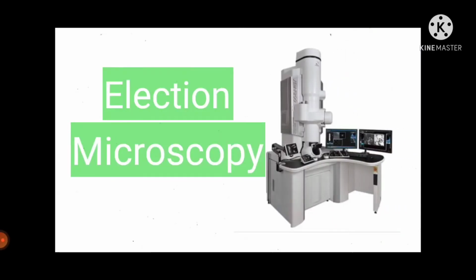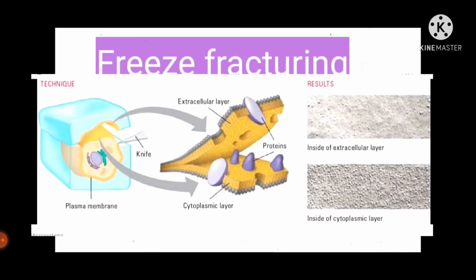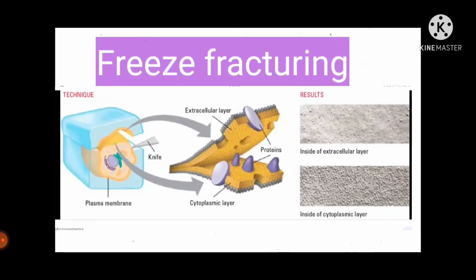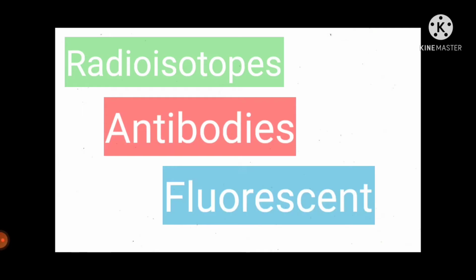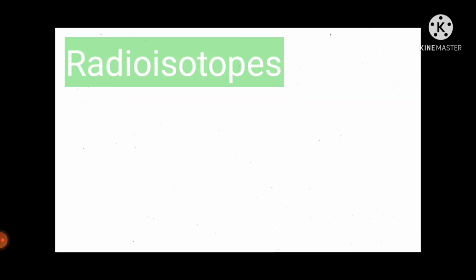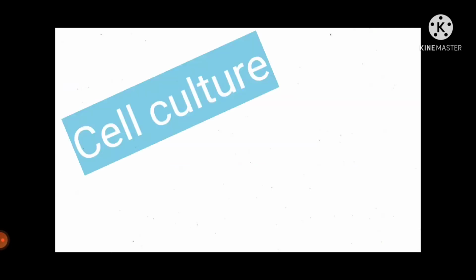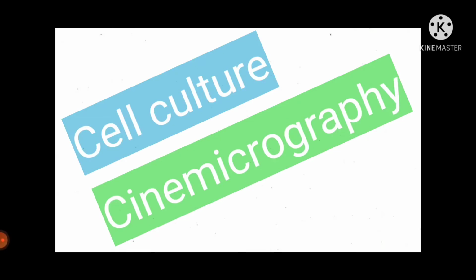We will also learn about electron microscopy, the best known method for the study of the ultrastructure of the cell, and an important technique called freeze fracturing, which is used to study the internal structure of membranes in the cell. Use of radioisotopes, antibodies, and fluorescence microscopy for localization of various cell components are discussed in this unit. We will also learn about cell culture and cinemicrography, the other important techniques used to study live cells.